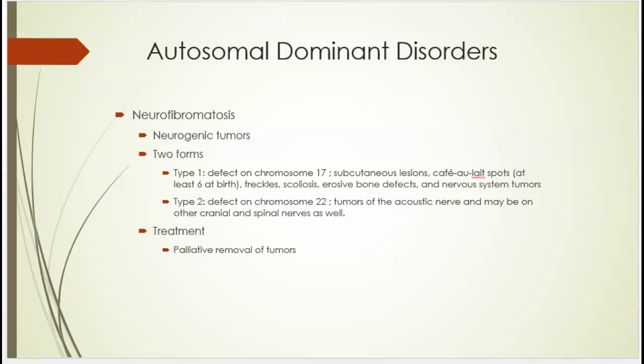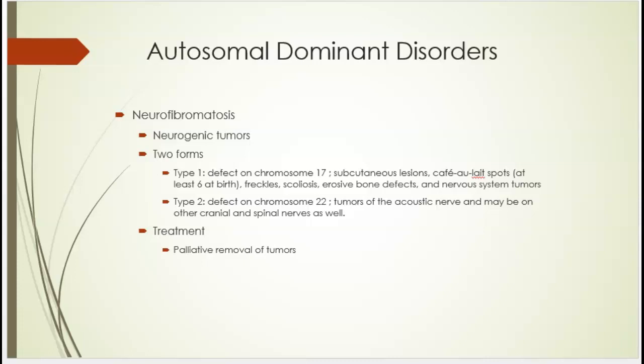And cafe au lait spots, I should explain that. Some people may have heard of this, some people may have not. Cafe au lait is when you put creamer in your coffee and you get that kind of creamy looking color to your coffee. They get these spots that have that presentation. They look like cafe au lait, coffee with a little creamer in it.